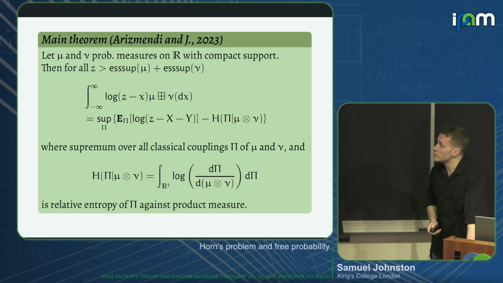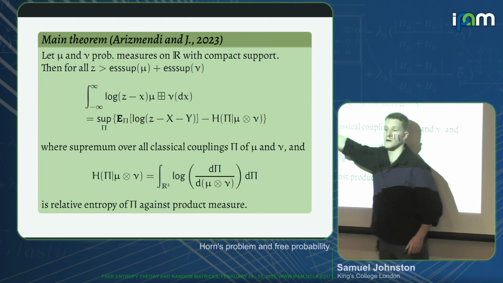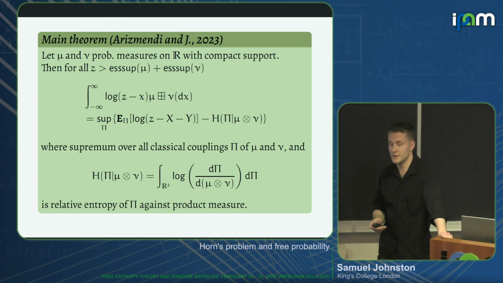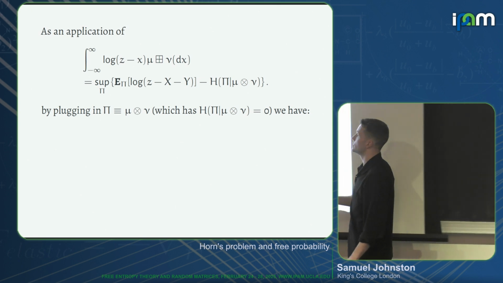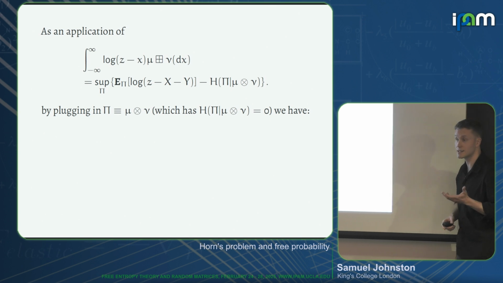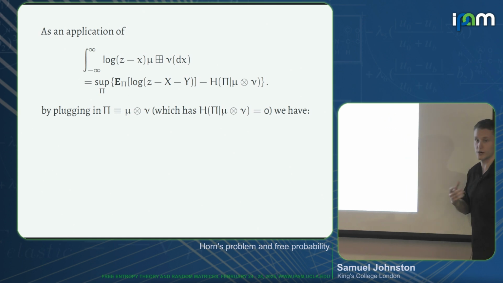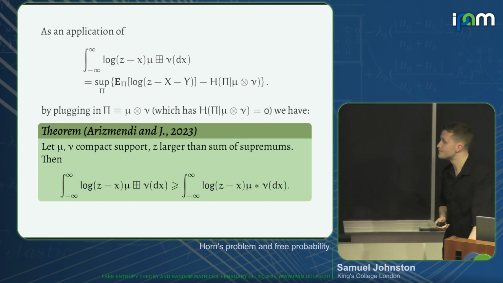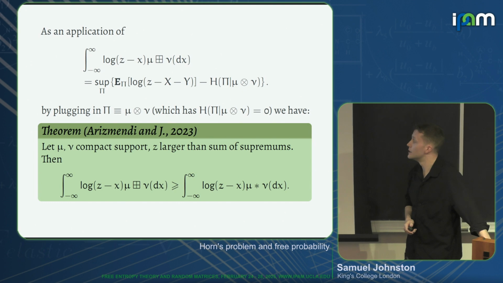But another thing you can do as an application of this formula is you can plug in any coupling you like of the random variables x and y and obtain an inequality between the left-hand side and the right-hand side of this formula. Namely, if we plug in pi equal to the product measure, in other words, the coupling where x and y are independent random variables, then the relative entropy of this coupling against product measure is 0. And we obtain this inequality relating integrals of logs against free convolution versus classical convolution. So that's just an example of this entropic optimal transport description of free convolution.